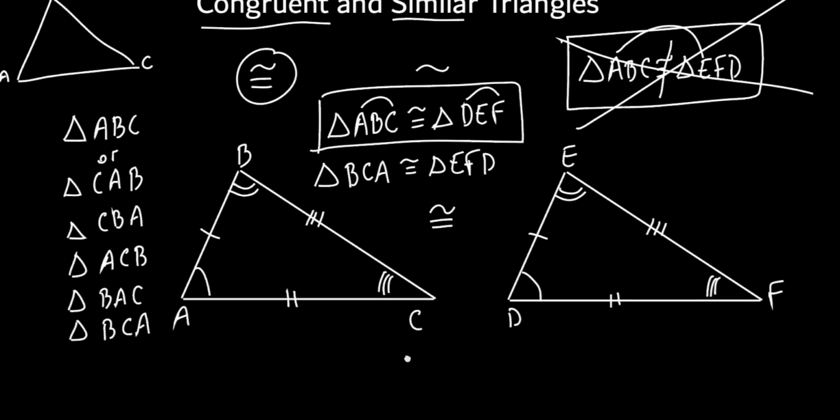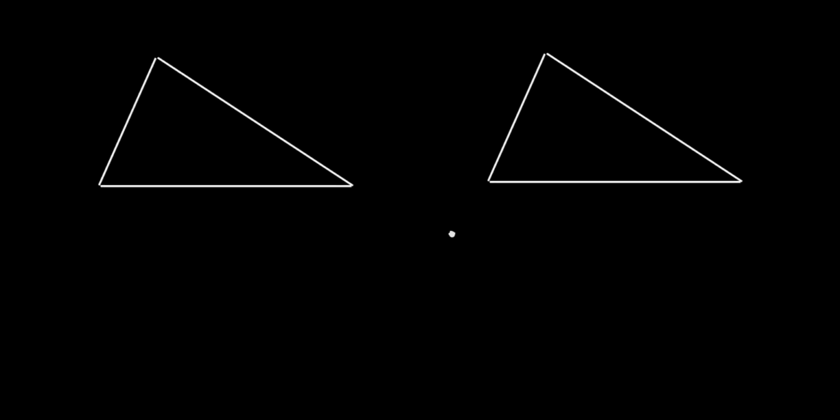Okay, if they're congruent triangles, they have equal angles and what? Equal sides. Right? It's the corresponding angles, I should say, okay? The corresponding angles are equal and the corresponding sides are equal to each other. That's not necessarily true about similar triangles.